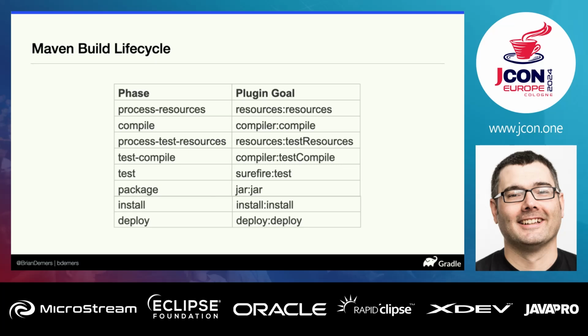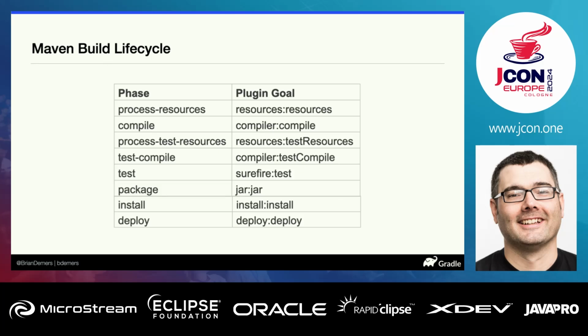So essentially what we're doing is we're going to copy resources from source main resources. We're going to compile some code. Then we're going to do the same thing for our tests. Then we're going to run our tests. Then we're going to build a jar file. Then we're going to install the jar file into our home directory, and then possibly deploy it to some Maven repository somewhere. Right?